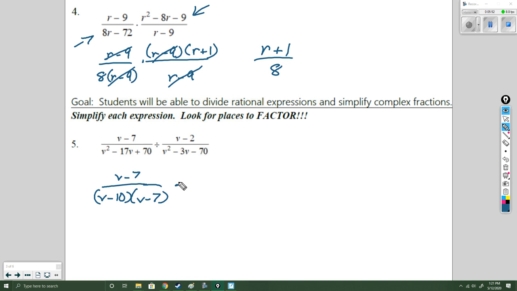In the right fraction, remember we're going to flip it, because instead of dividing by a fraction, we want to multiply by the reciprocal. And we're going to factor at the same time. So when we factor this, that's going to end up in the numerator in this second fraction here. This factors to be v minus 10 times v plus 7.